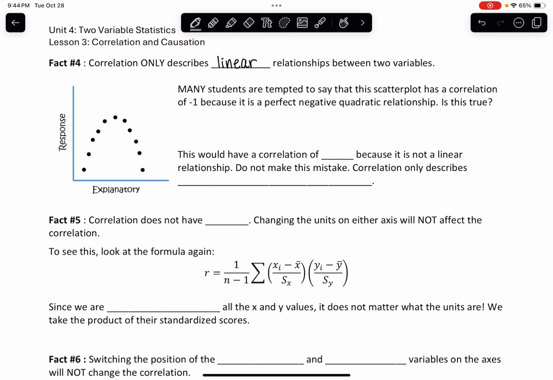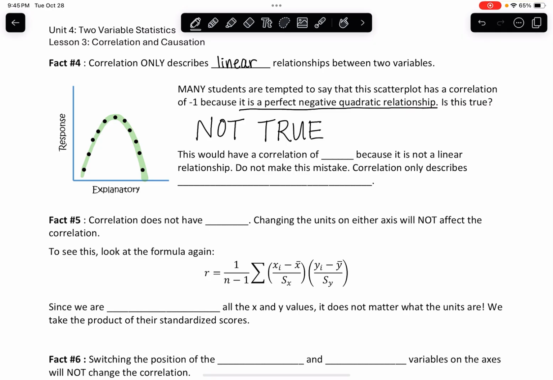Many students are tempted to say that this scatter plot has a correlation of -1, because if they trace these data points, we have a perfect negative quadratic. Correlation only describes linear relationships. This is not a true statement. If we were to say it is a perfect negative quadratic relationship, it does not have a correlation of -1.